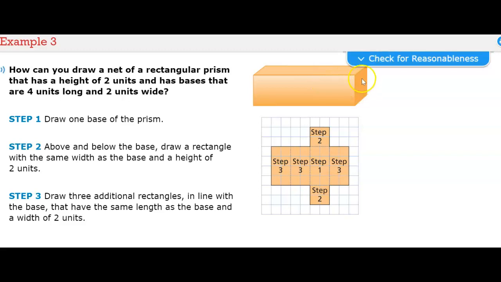So here is the side of the prism, and that's the left side of the prism that they drew for step 2. And it said 2 units wide, so we have 2 units there. Step 3, draw the 3 additional rectangles. That's this side, the top, and the other side. Those are step 3. And they also must have a width of 2 units, so each rectangle has a length of the 2 units wide.